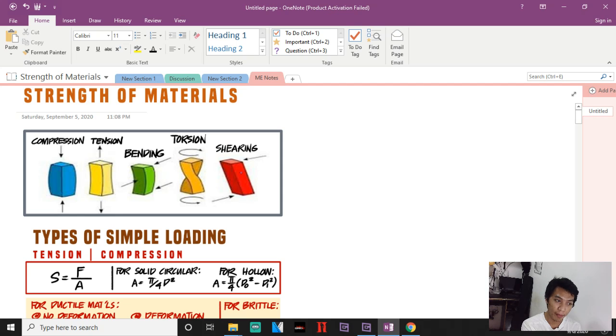Torsion, you twist. And then shearing. The shearing is the result of two counteracting forces. Ibig sabihin, mapupunit pagdating ng Tagalog. Okay?